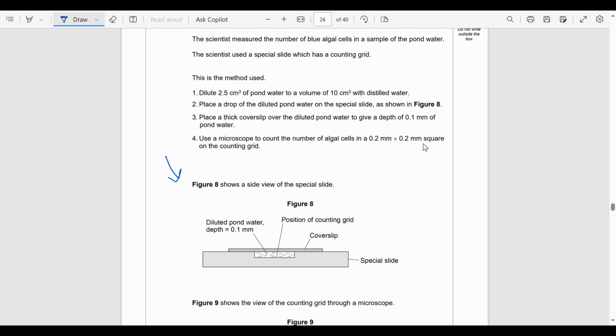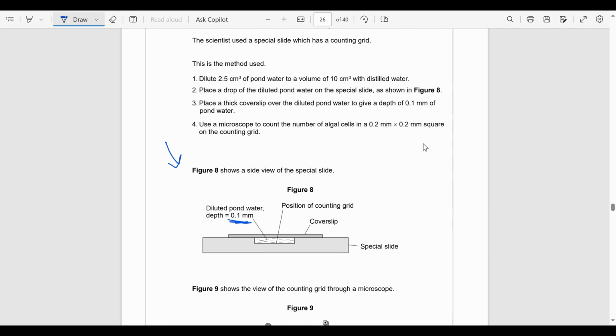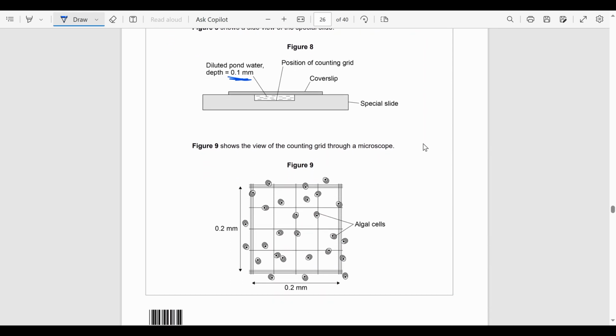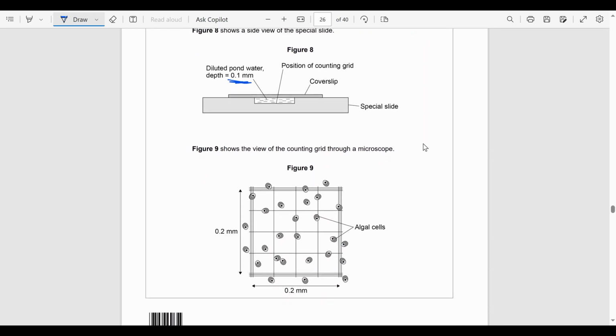They place a thick cover slip over this diluted pond water, and that gives a depth of 0.1 millimeters. And then they're using a microscope to count the number of algal cells in a 0.2 millimeter by 0.2 millimeter square on the counting grid. So they've shown us the special slide that they've used, and figure 9 is showing the counting grid. As I said, area 0.2 by 0.2 millimeters.